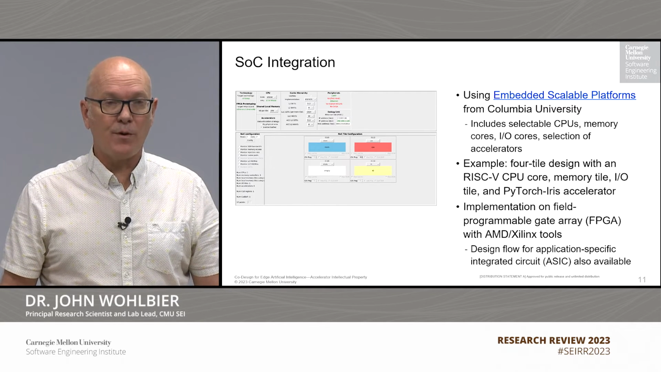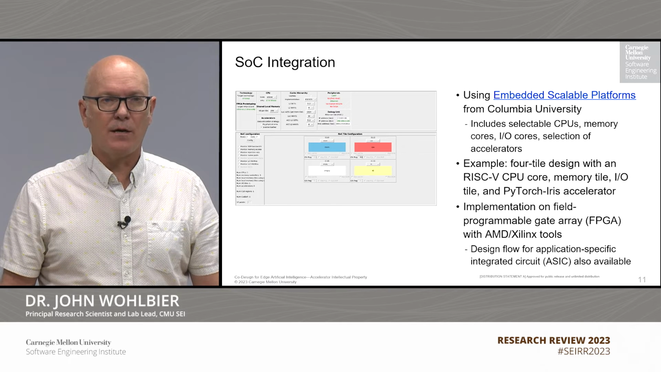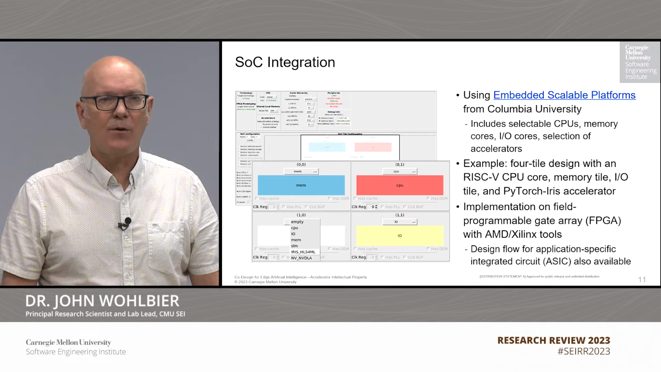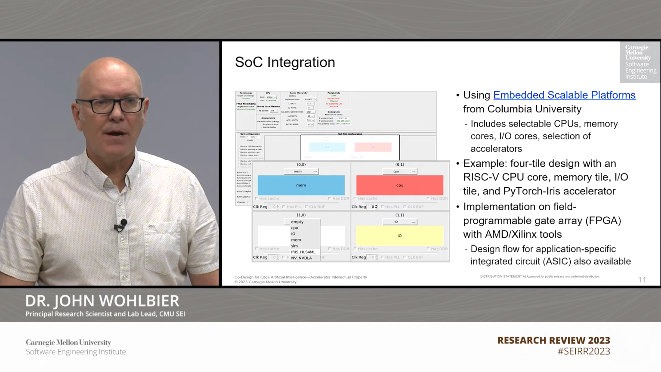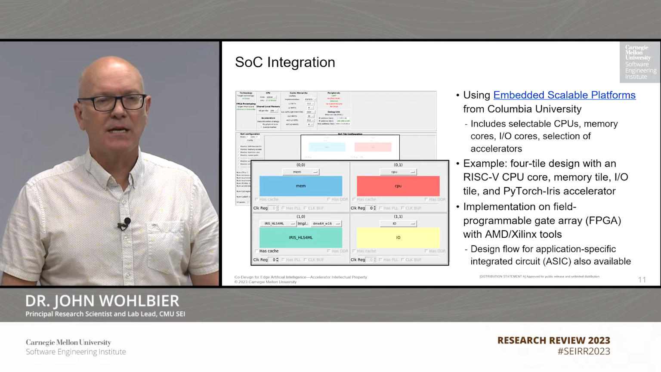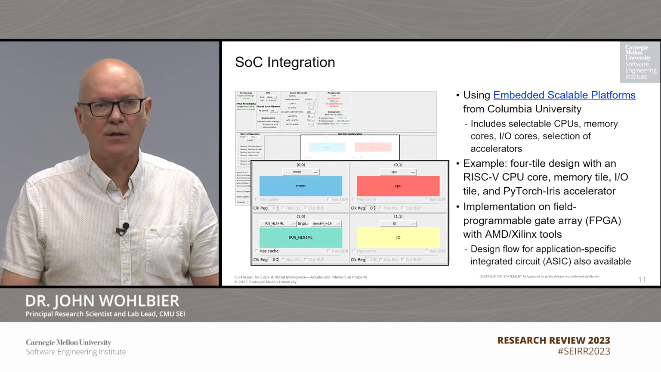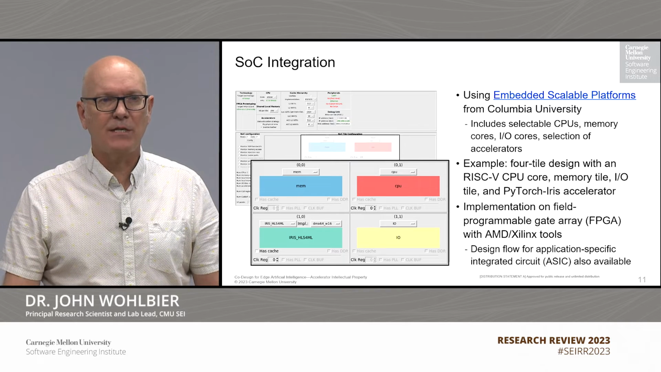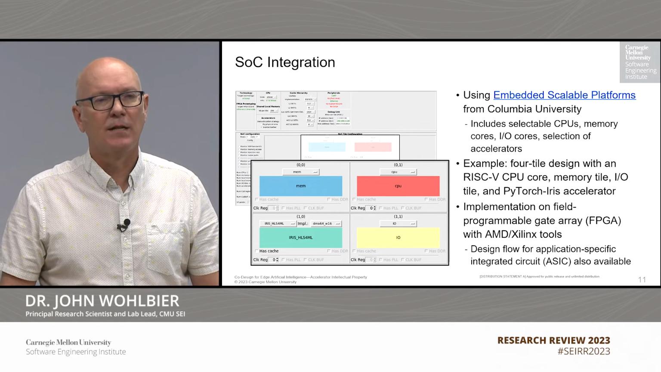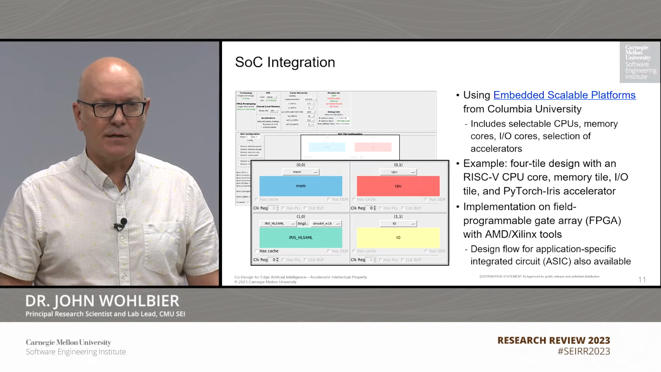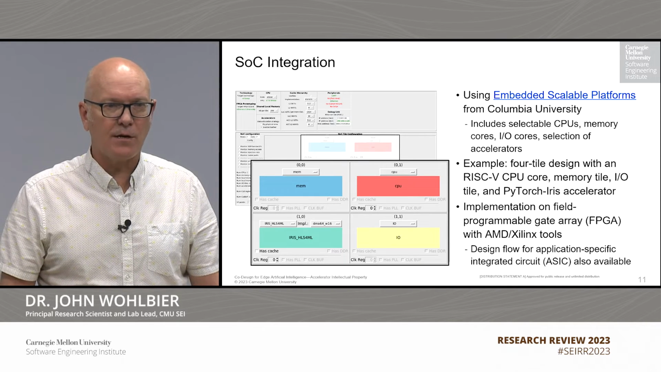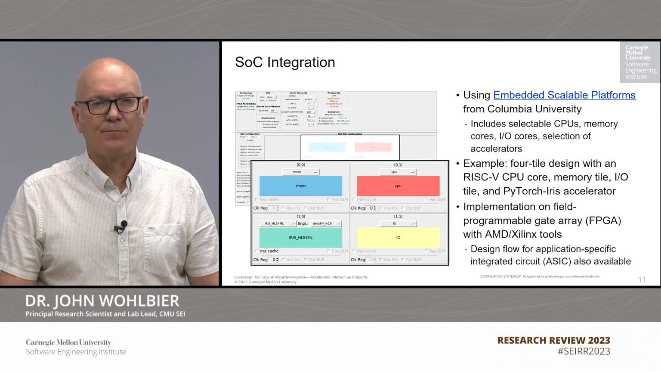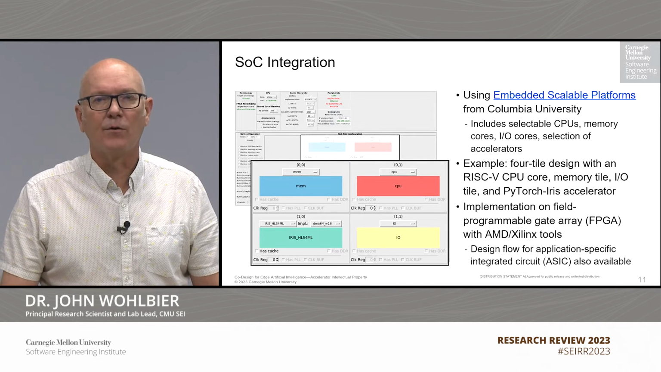So we took our accelerator, we integrated it into ESP, and now we can do a pull-down menu, pick our accelerator from the list, and then plop it into that lower left corner there. And so now we have an SoC that's going to have a memory tile, a CPU tile, our Iris accelerator design, synthesized with HLS for ML, and followed by an I/O tile in the lower right.